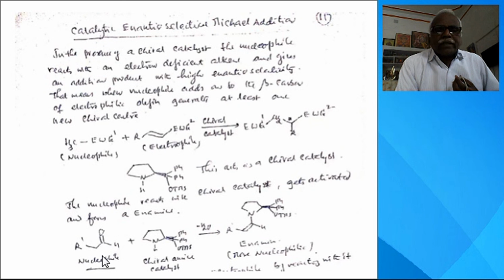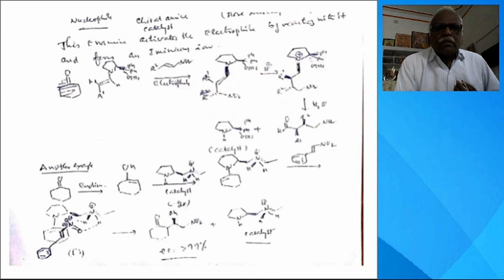Now what happens? This is a nucleophile, the nucleophile having an active methylene group. This reacts with this catalyst, undergoes condensation, and water is removed. Then you get this product. This is just like an enamine. So this enamine becomes activated. This enamine activates the electrophile by reacting with it and forms an iminium ion.